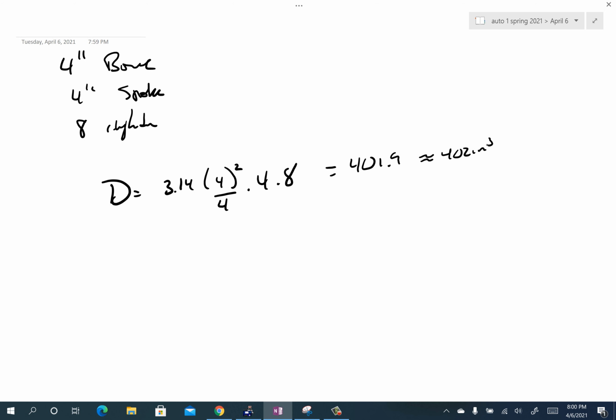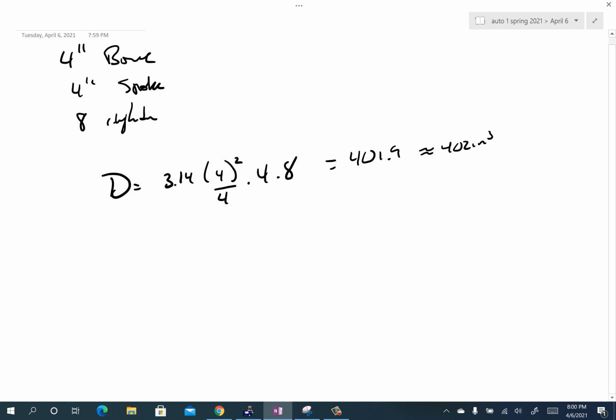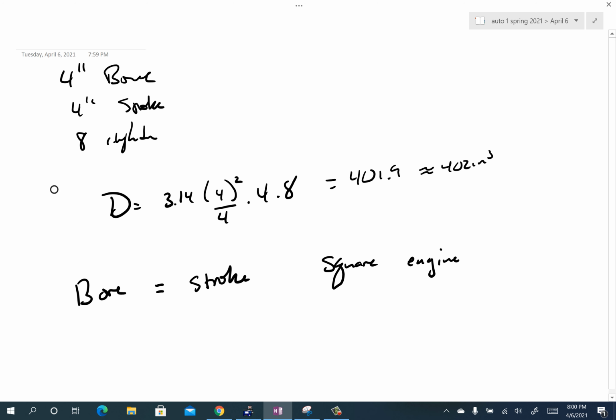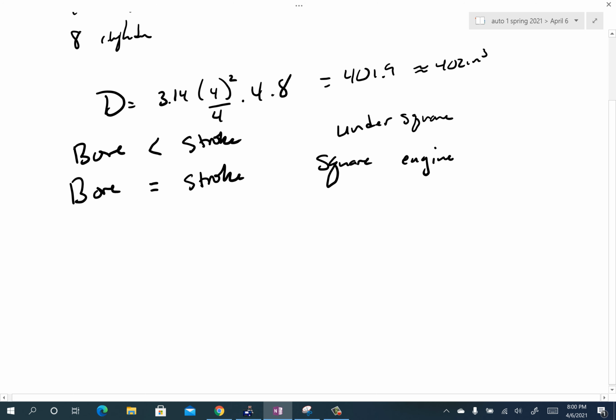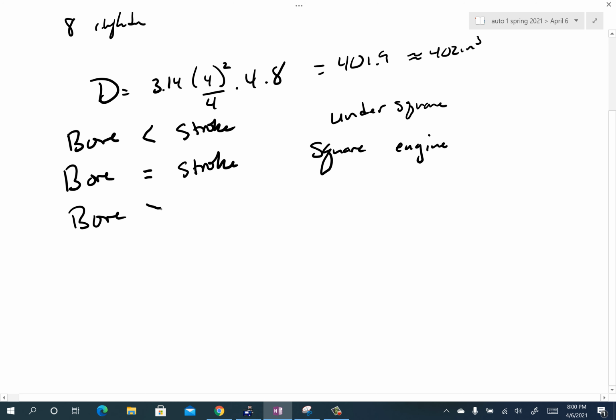Now, just for fun, let me mention this briefly. If the bore is equal to the stroke, like on this one, we call this square engine design. I know the cylinders are round, they're not squares, I know. I'm just saying, if the bore and the stroke are the same number, we call it a square. If the bore is smaller than the stroke, we call this under square. And if the bore is bigger than the stroke, it's over square.